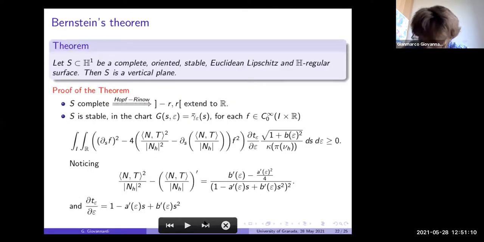So I can compute the second variation, and now I'm able to show the Bernstein problem. If I have time, I will be quick. Okay, so we have a surface that is complete, orientable, stable, and we have the Euclidean Lipschitz regularity and H regularity of the surface. Then we can prove that S is a vertical plane.